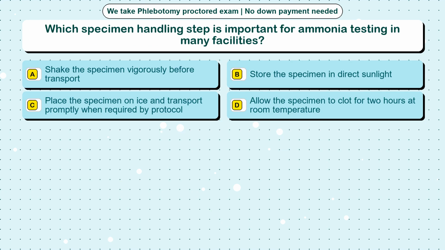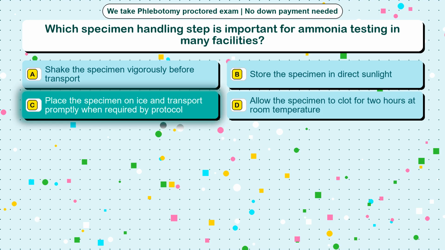Which specimen handling step is important for ammonia testing in many facilities? Option A. Shake the specimen vigorously before transport. Option B. Store the specimen in direct sunlight. Option C. Place the specimen on ice and transport promptly when required by protocol. Option D. Allow the specimen to clot for 2 hours at room temperature. The correct answer is option C.